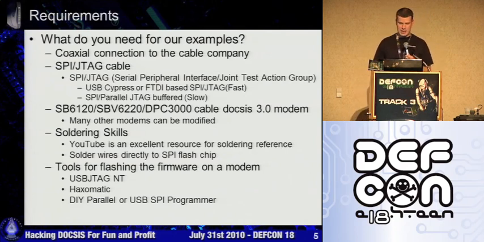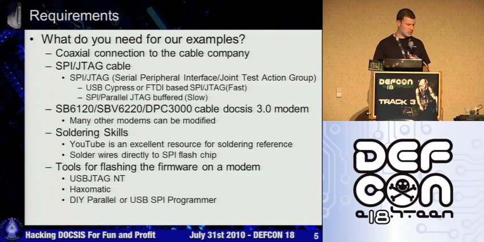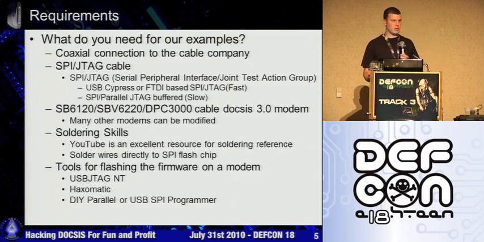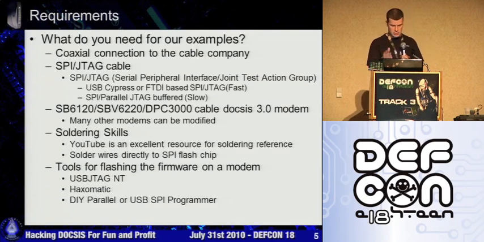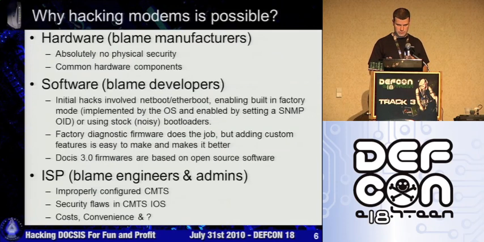An SPI JTAG cable, then there's a number of modems. Last time we were focused on the 5100 or the 5101. Now we're talking about the SurfBoard 6120, SVG 6220, DPC 3000, all DOCSIS 3 cable modems. Some soldering skills, or if you don't have soldering skills, SBHacker actually sells pre-modified modems, so you can get around that. Then of course tools for flashing, and there's a number of those: USB JTAG NT, Haxomatic, which is a new thing from SBHacker, and you can always do-it-yourself cables.